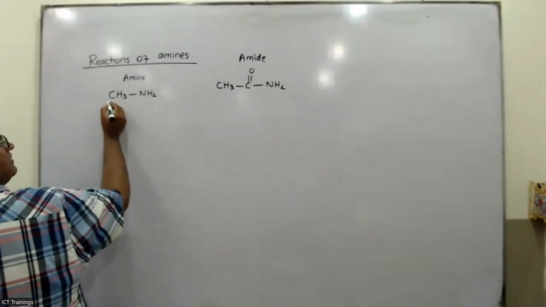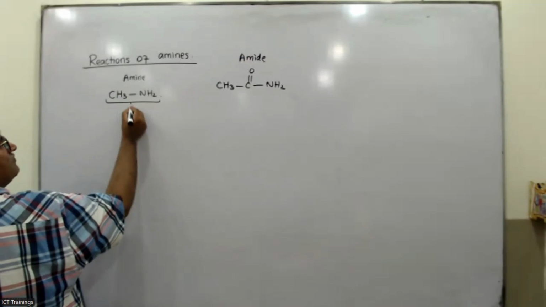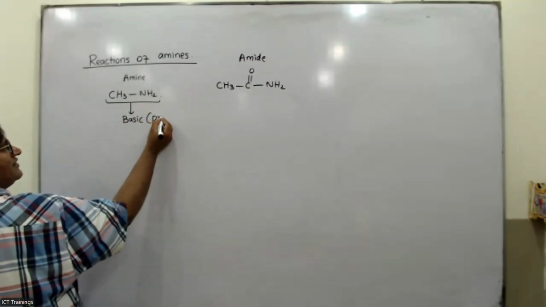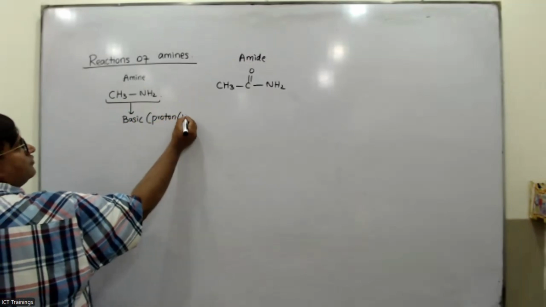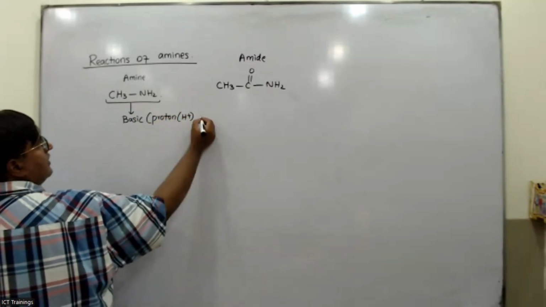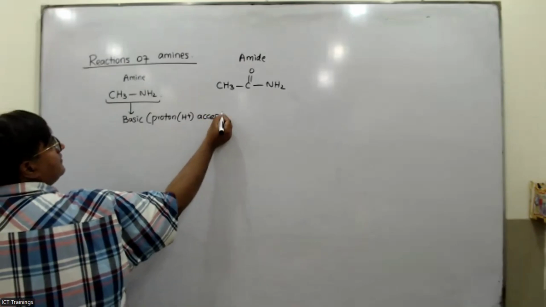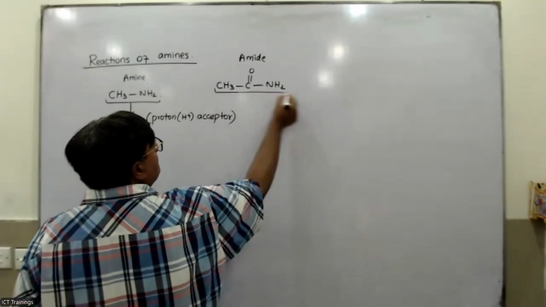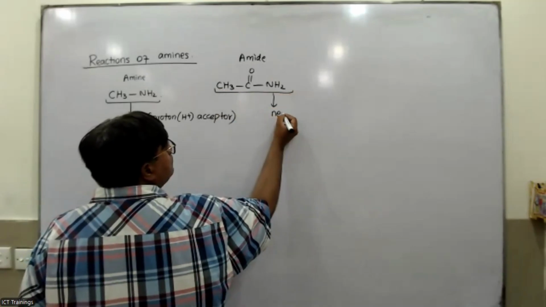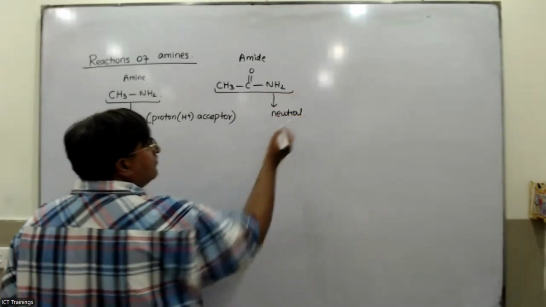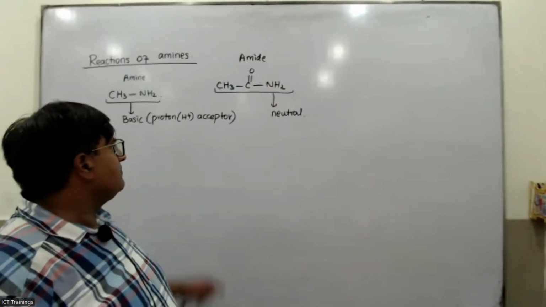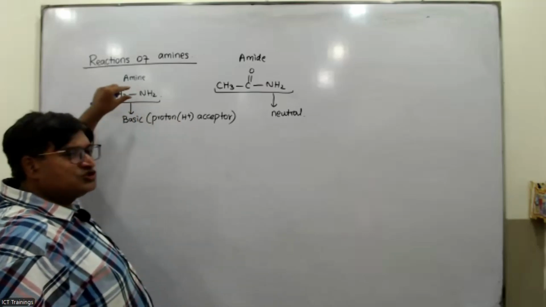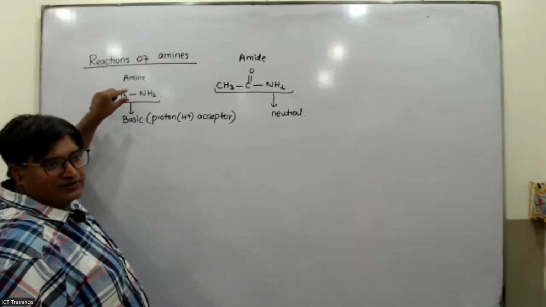Always keep in mind that amines are always basic in nature. They are proton acceptors. Whereas amides are always neutral. Why are they neutral? Because for accepting the proton, the nitrogen should have the lone pair available.